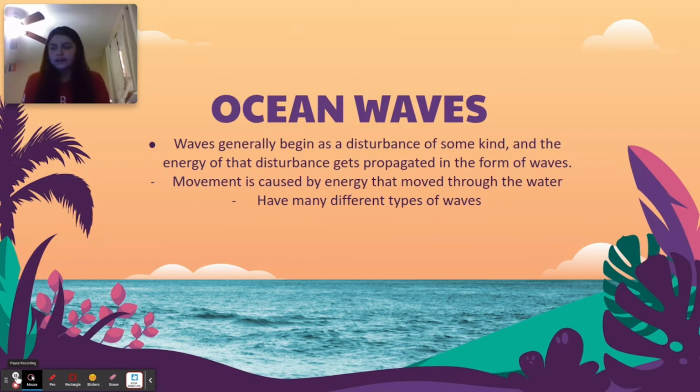I also want to discuss the components of a basic wave. We have a still water level, where the water surface would be if there were no waves present and the sea was completely calm. The crest is the highest point of the wave, and the trough is the lowest point of the wave, and the wave height is the distance between the crest and the trough.